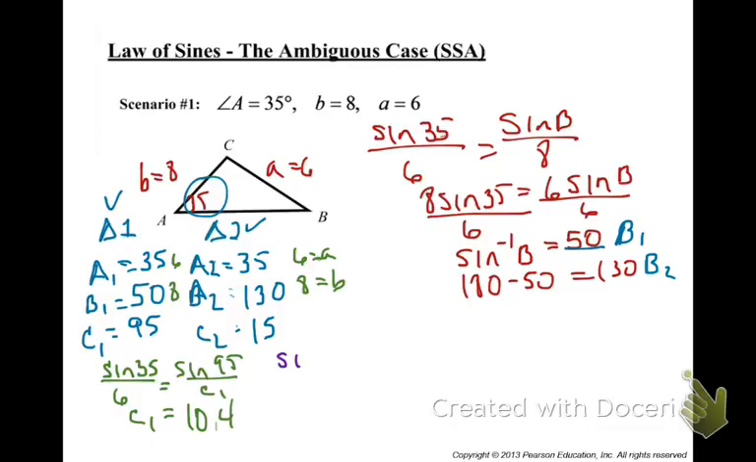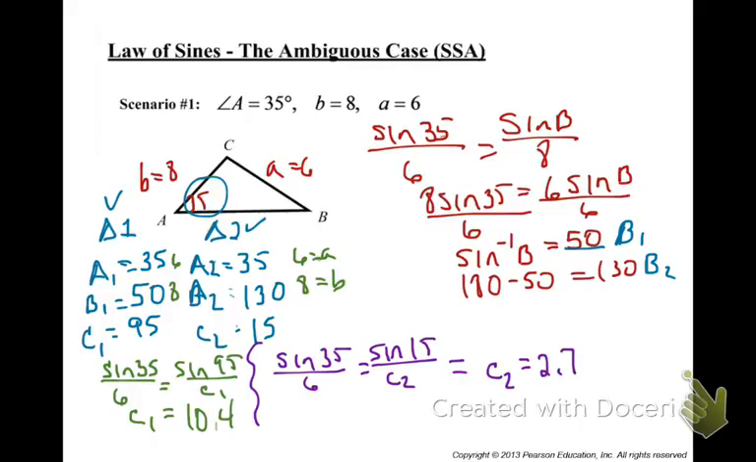So we still go with our sine 35 over 6, equal this time, it will be sine of what? What's your C? 15 in our second one. 15 over little c. We'll do little c2. So we'll cross them up like that. So we'll come on over here. What? 2.7? Yes. 2.7. Okay, so that gives you the information for both of your little triangles on this one.